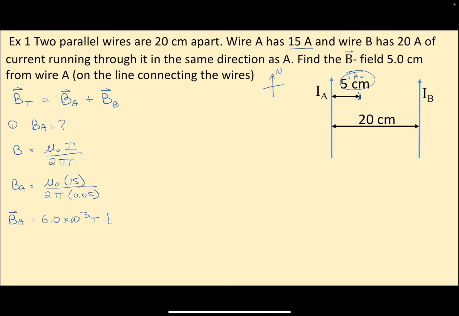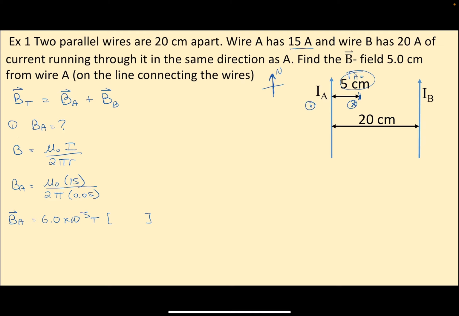Now, before I can say, here it is, it's a vector, I need to figure out what direction it is in. So we're going to pull out right-hand rule number 1. Point your thumb north, north being up this way, in the direction of the current that A is carrying. You have to use your right hand. Wrap the fingers of your right hand around wire A, and what we see is that it goes into the page on this side and comes out of the page on this side.